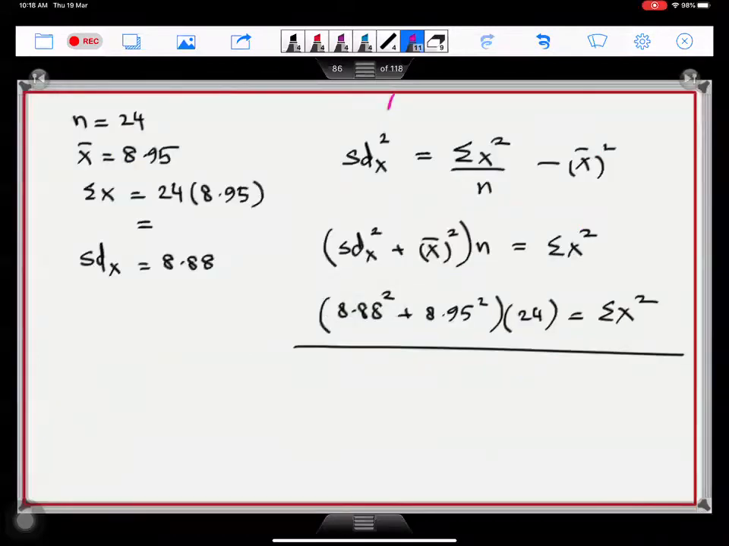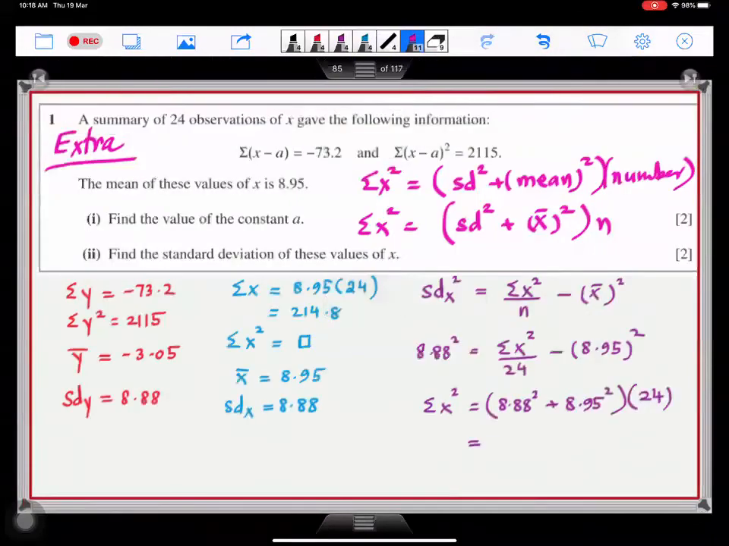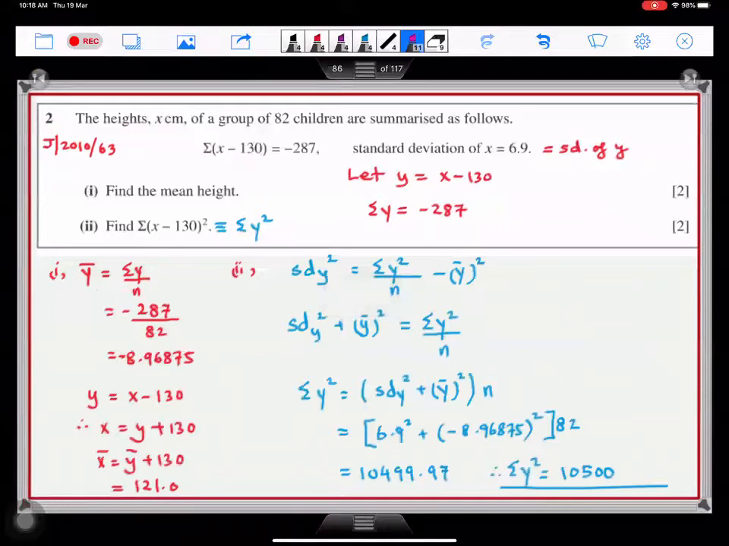Then this is the same thing, so I can erase it. And then let's move on. This is the fourth question. Again, more or less of the same caliber. Standard deviation of x or standard deviation of y. You calculate y bar, you add 130, you get the value of x bar.